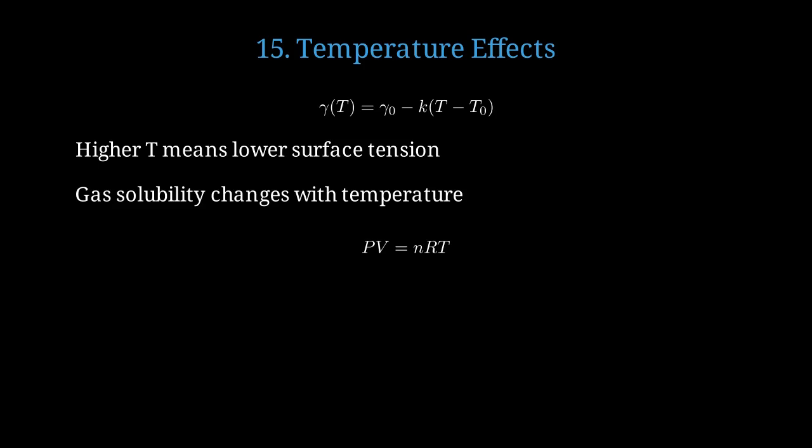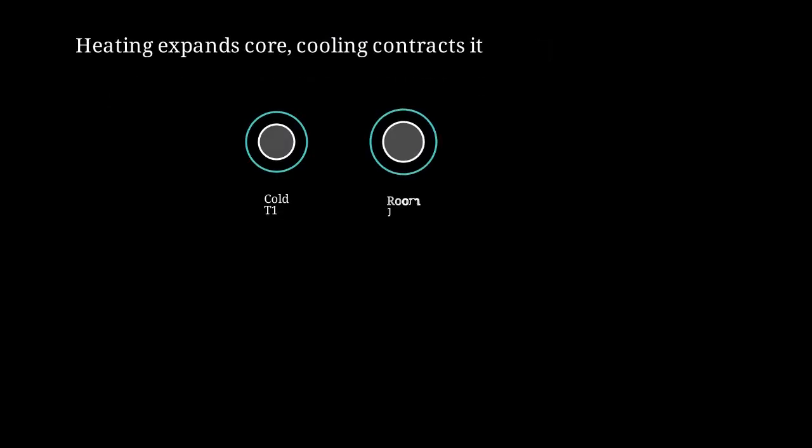The ideal gas law governs the air core. Pressure times volume equals nRT. Heating causes the air core to expand, while cooling causes it to contract. Notice how the air core expands as temperature increases from cold to hot conditions.